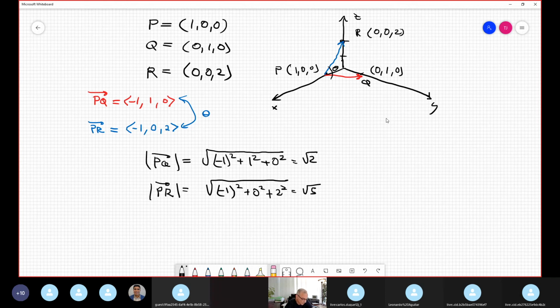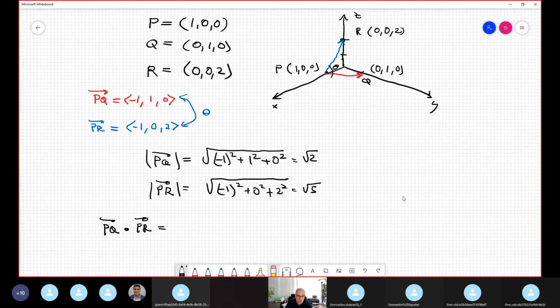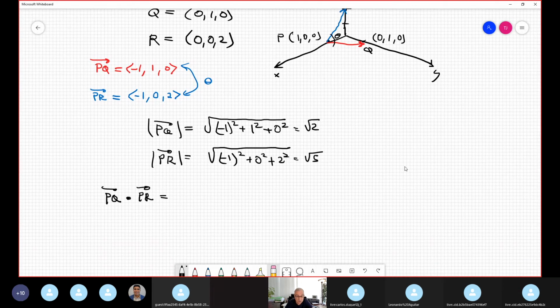Okay, perfect. Now I find the dot product PQ dot product PR. Okay, guys, by the way, let me say something important. The dot product is commutative. So whether you do PQ first and PR second, or PR first and PQ second, the answer is the same. It doesn't change the answer. The dot product is completely commutative. You can't switch it in another problem, no, but this, yes.